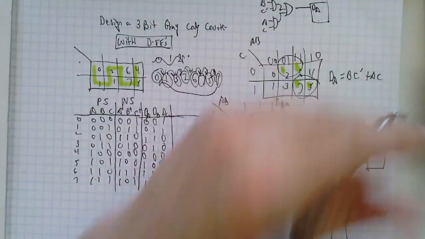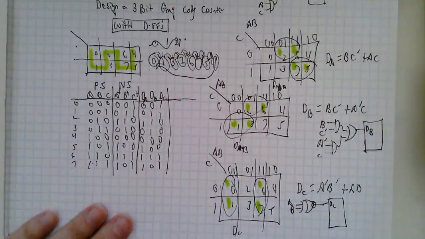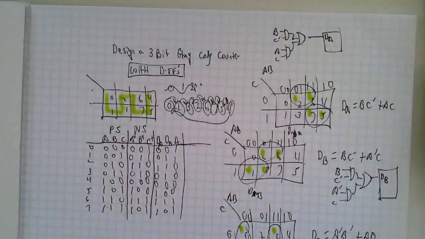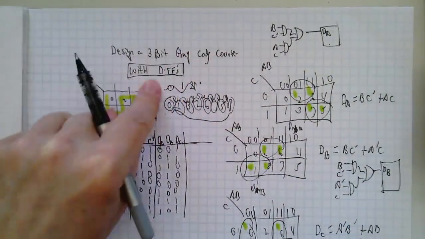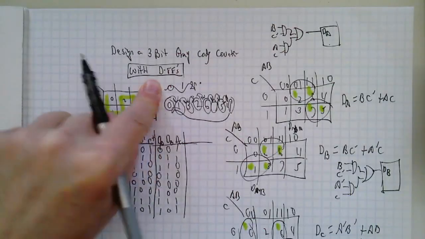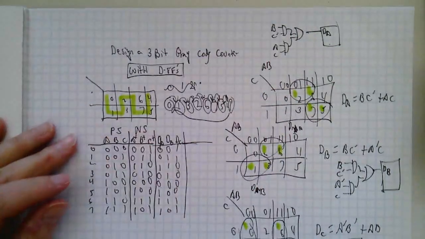So there's your implementation using forward engineering of your Gray code counter using D flip-flops. Then I said, oh gee, these are complicated. Let's change it to T flip-flops. Then what would you do?